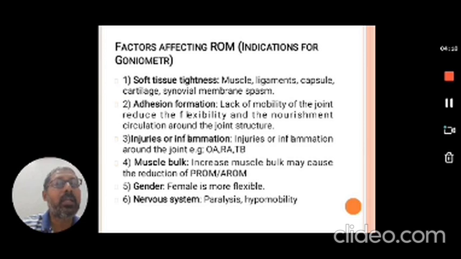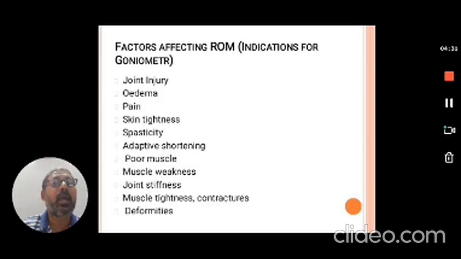An increase of muscle bulk may also cause a reduction in the passive and active range of motion, which can also be determined through goniometer. Females are more flexible compared with males, which can be used for many studies, and nervous system paralysis and hypomobility can also be determined. Specifically, joint injury, edema, pain, skin tightness, spasticity, adaptive shortening of any particular part, muscular weakness, joint stiffness, muscle tightness, contractures and deformities can all be determined as indications for goniometer.